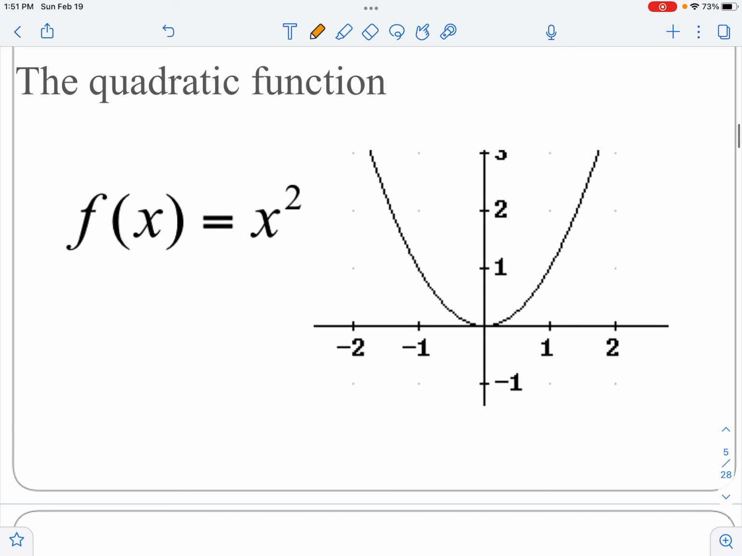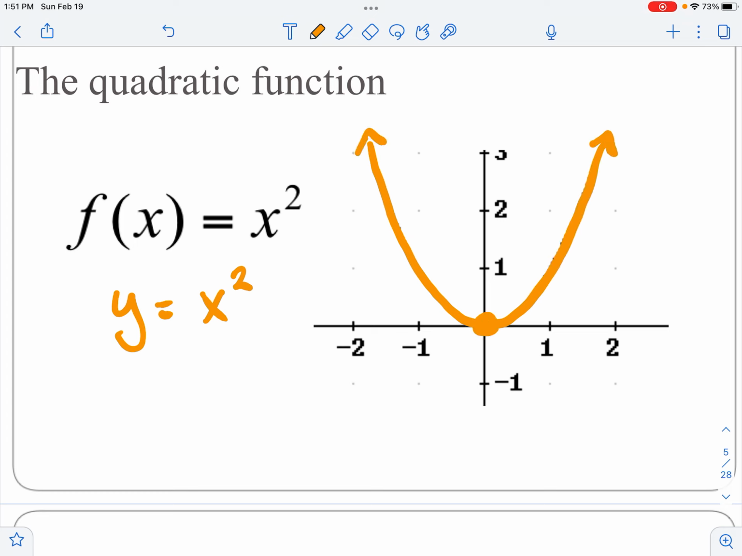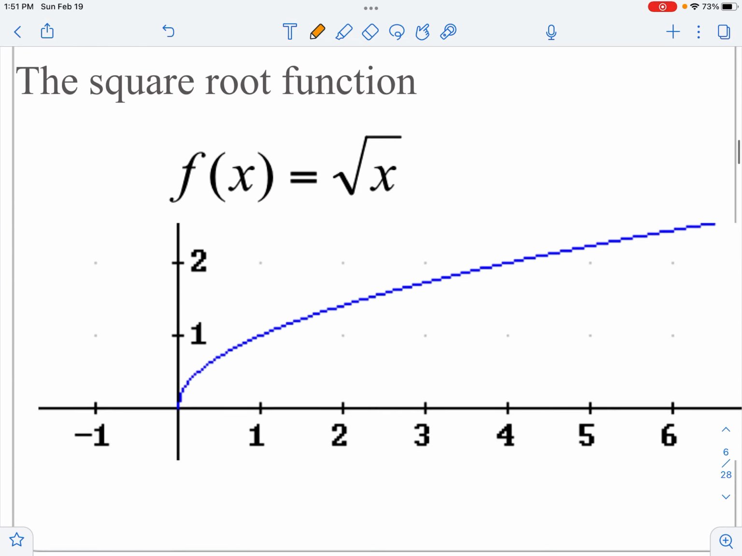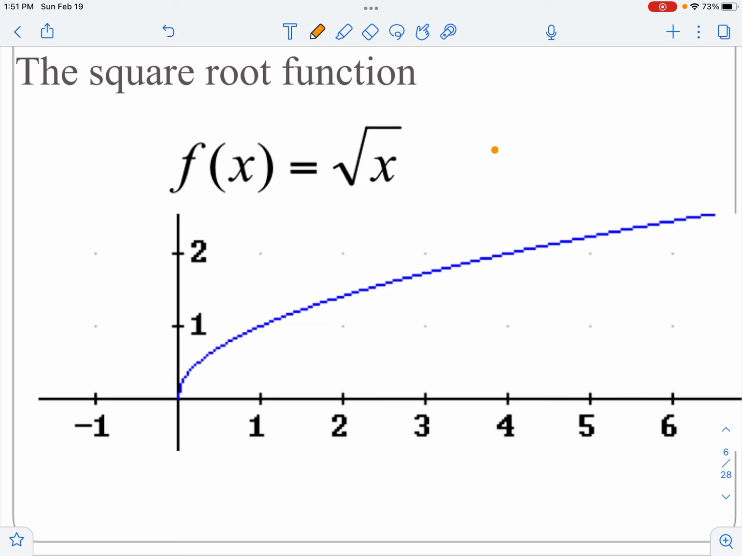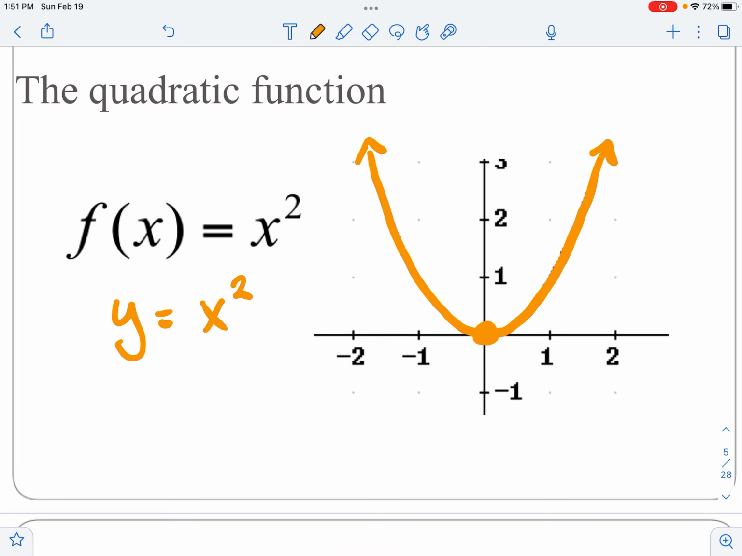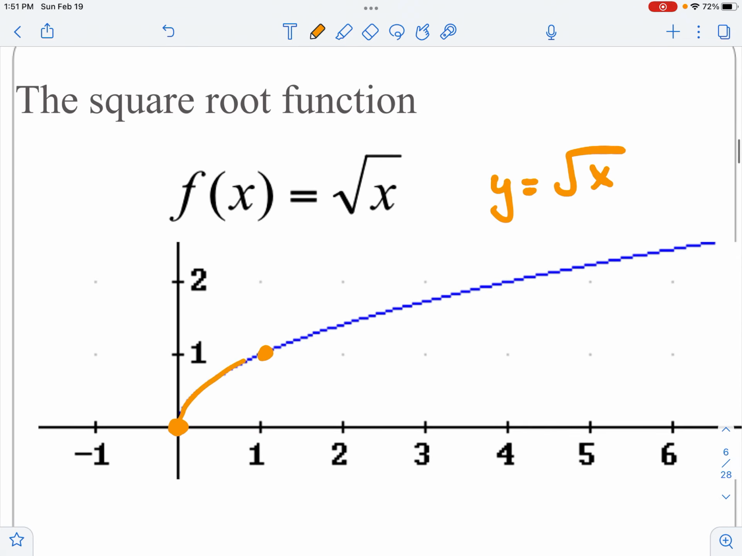Our next one is a quadratic function. This is f of x is equal to x squared, or y is equal to x squared. This has a general shape of a U going through 0, 0, or going through our origin. The square root function, f of x equals the square root of x, or y equals the square root of x. This starts at 0, goes through 1, 1, and it's almost like the parabola, the U shape, but it's turned over on its side and only one side of the parabola.